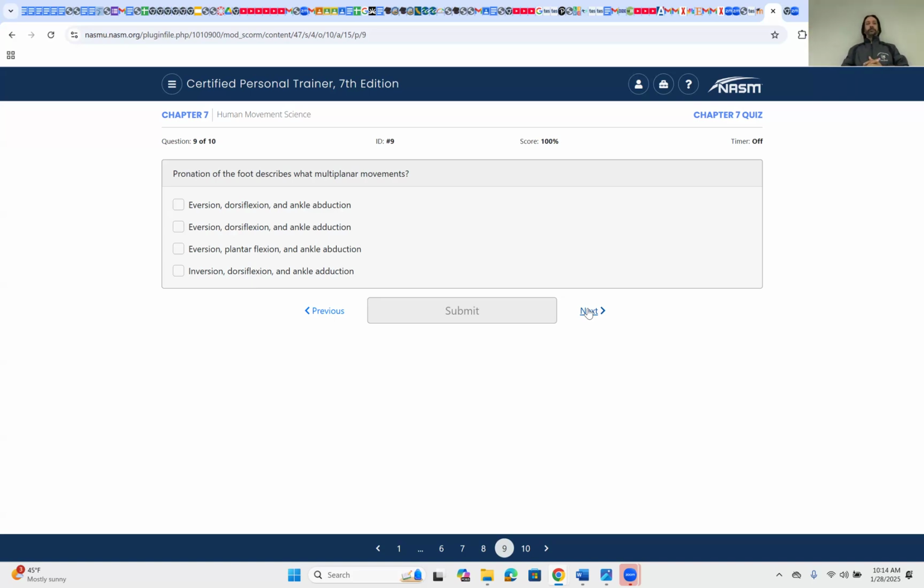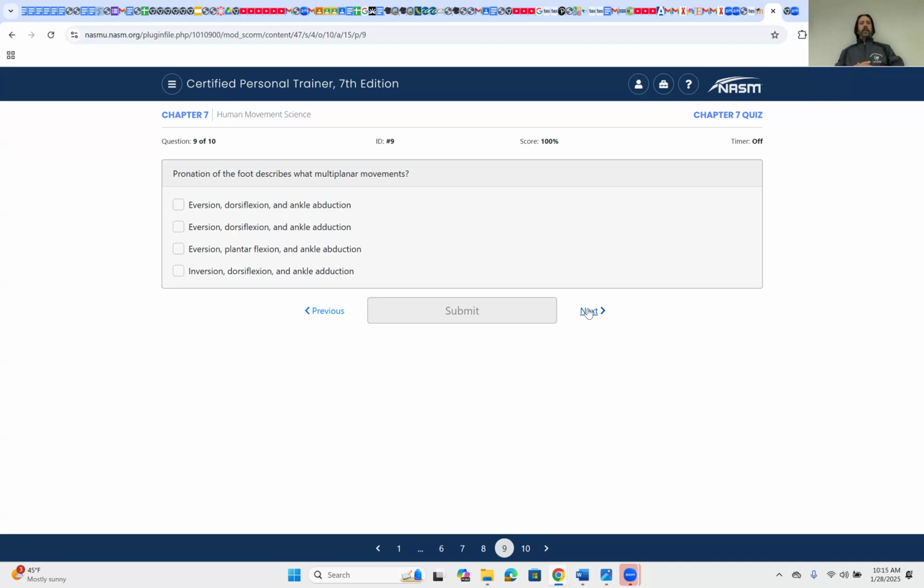So let's go to the foot. Pronation of the foot describes what multiplanar movements? Think of your feet now. What would the movement be? Would it be eversion or inversion, to start? What do you think? Eversion? I'm thinking eversion. So let's rule out inversion.